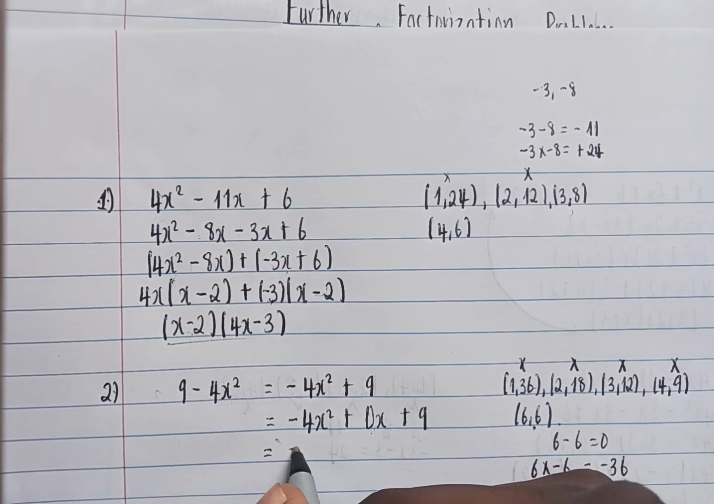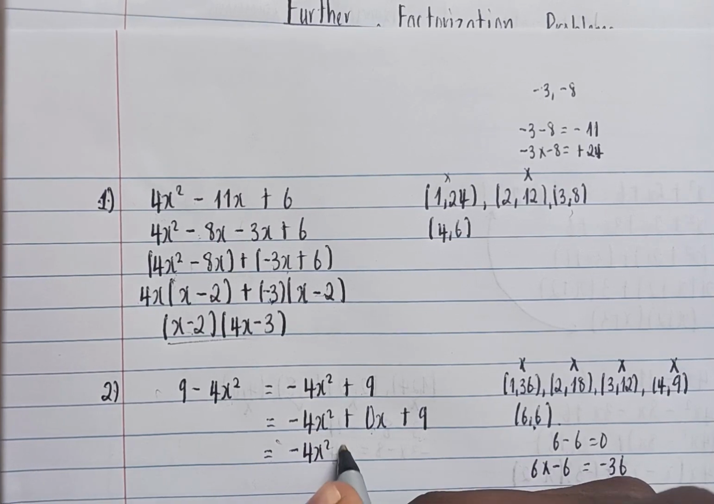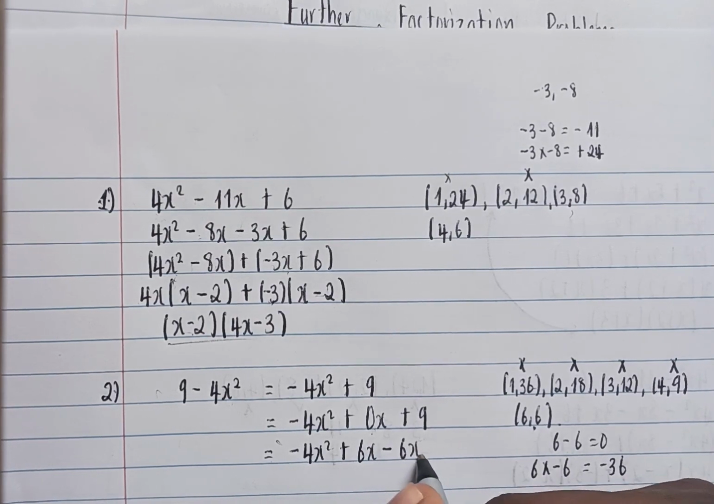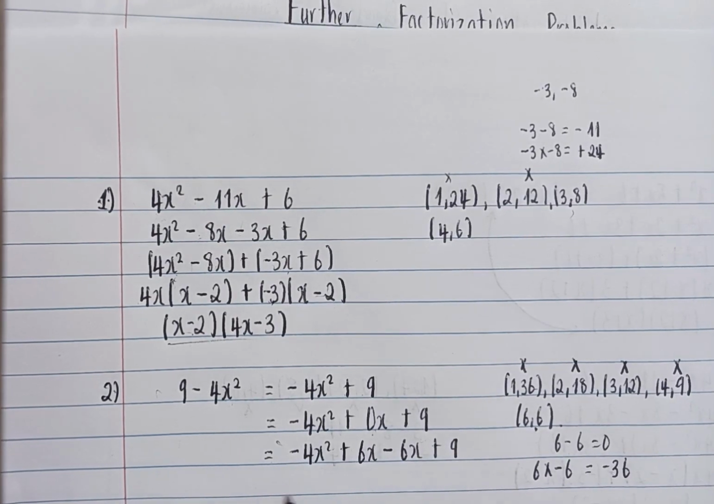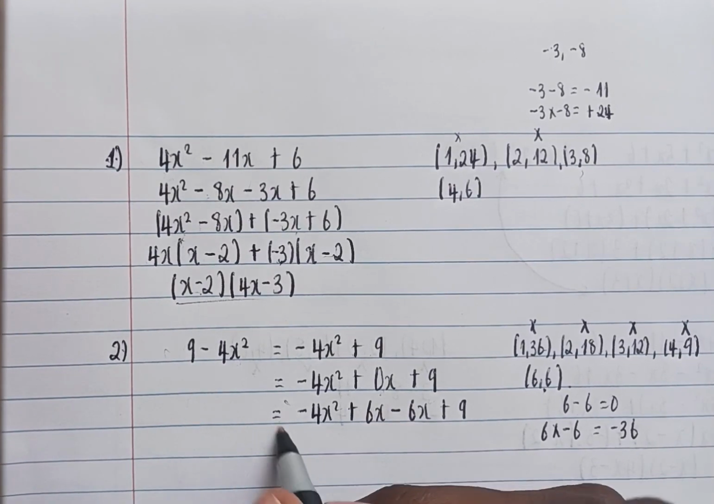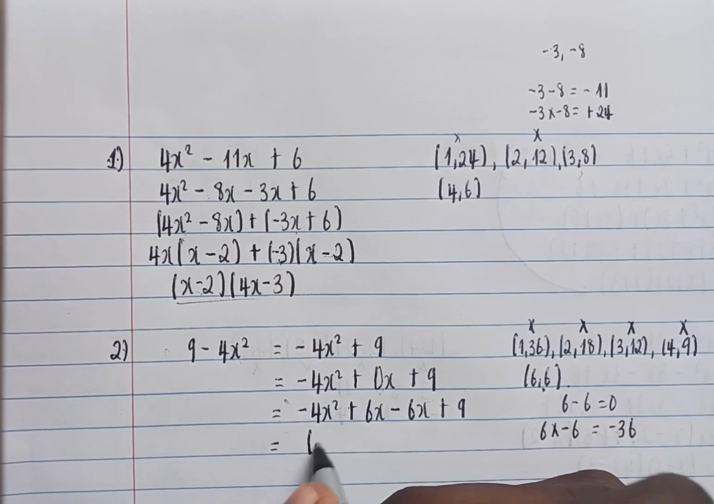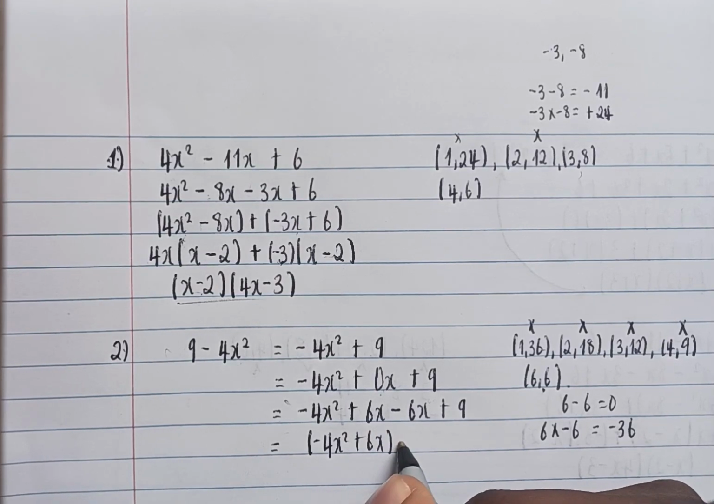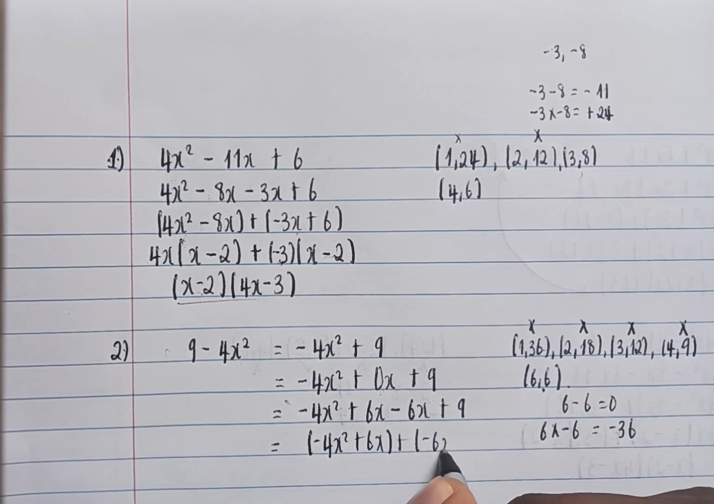So here I can write this as negative 4x squared plus 6x minus 6x plus 9. So I do the same thing. I group that out. I have negative 4x squared plus 6x. I do the same thing. I have minus 6x plus 9.